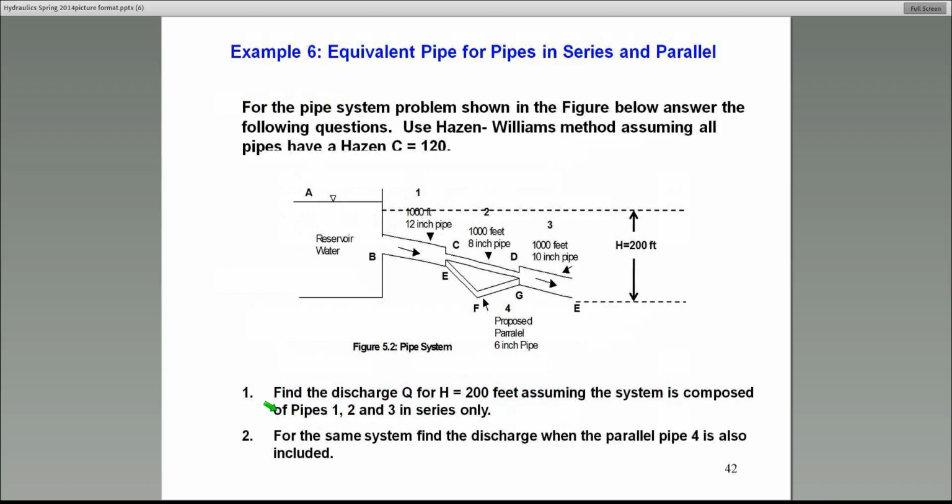So in this case, what I've done is I've taken the liberty of setting up a problem for you. In the first case, number 1, the head drop from the reservoir point A to point E here, that's a free open surface, basically atmospheric pressure there. At that point, the total drop is 200 feet. And the system is composed of pipes 1 and 2 and 3. And for the same system, find the discharge when the parallel pipe 4 is added on. So I'm going to calculate the discharge in this pipe that's coming out of the reservoir for these 2 scenarios or 2 cases.